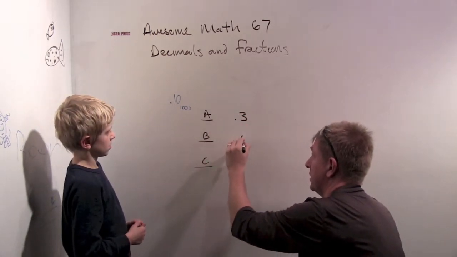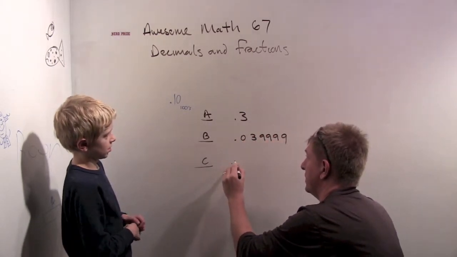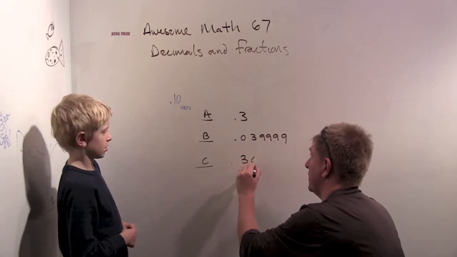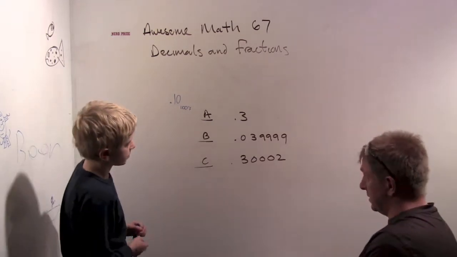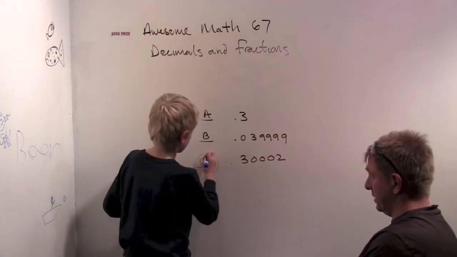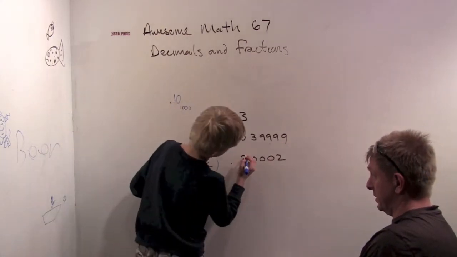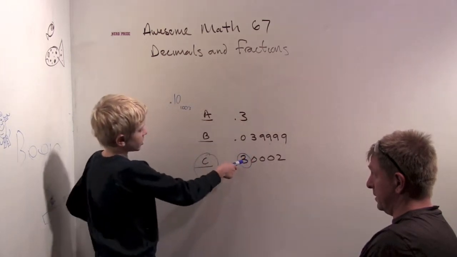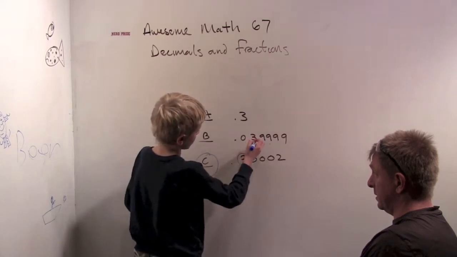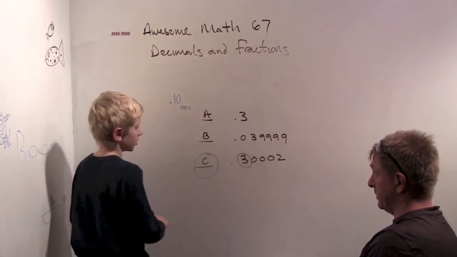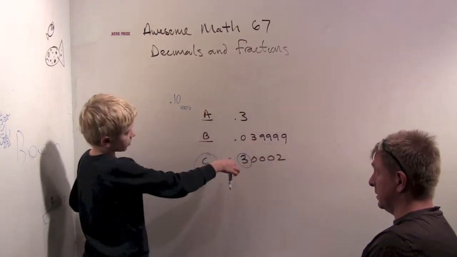0.3, 0.039999, and 0.30002. I think C would be biggest. This has all those 9s in it. But this here has a 3 in the 1/10th digit, and this only has a 3 in the 1/100th digit. And then it has all these 9s, but those don't matter.